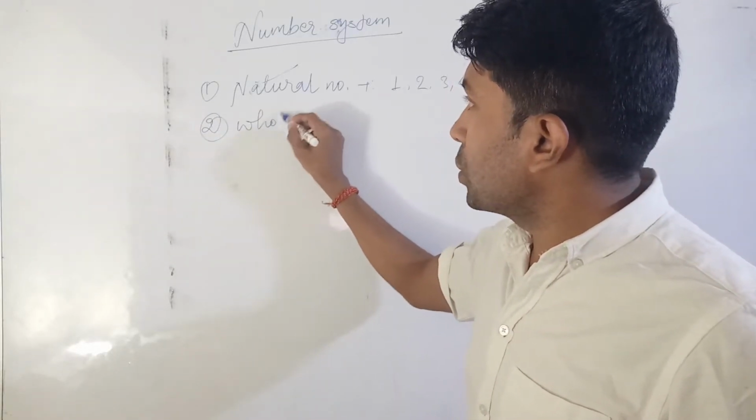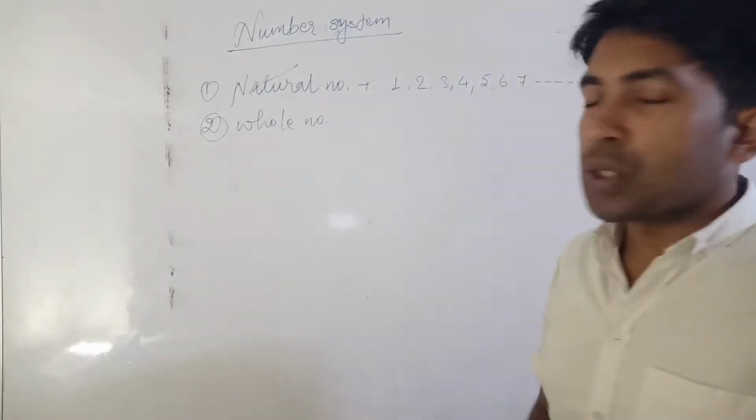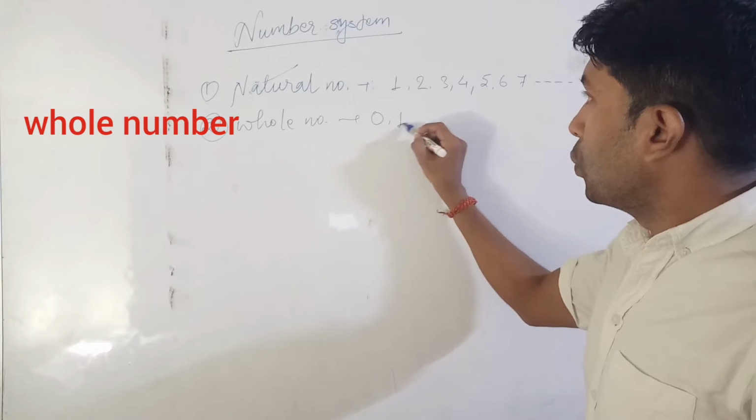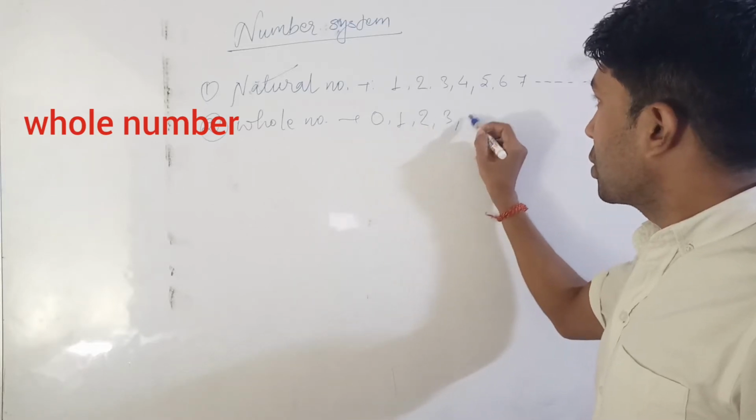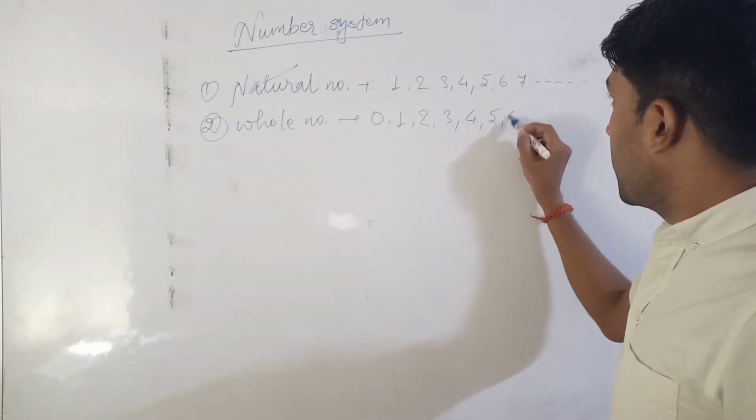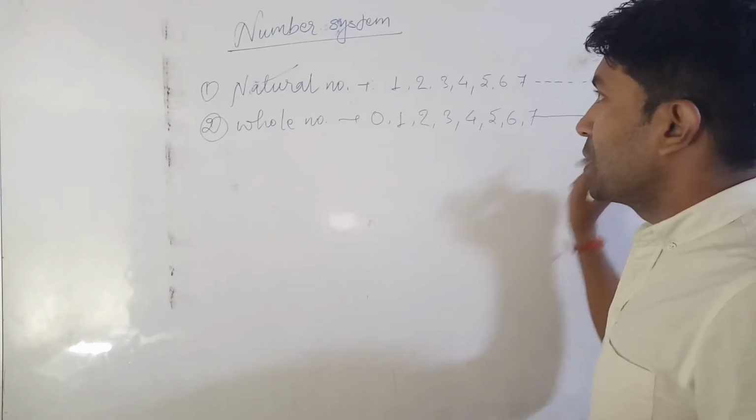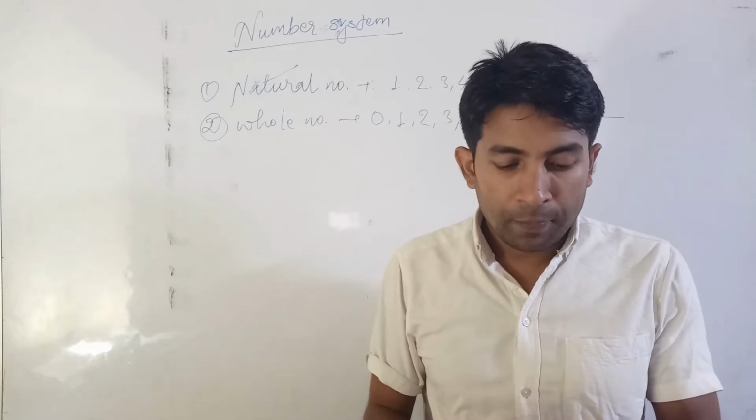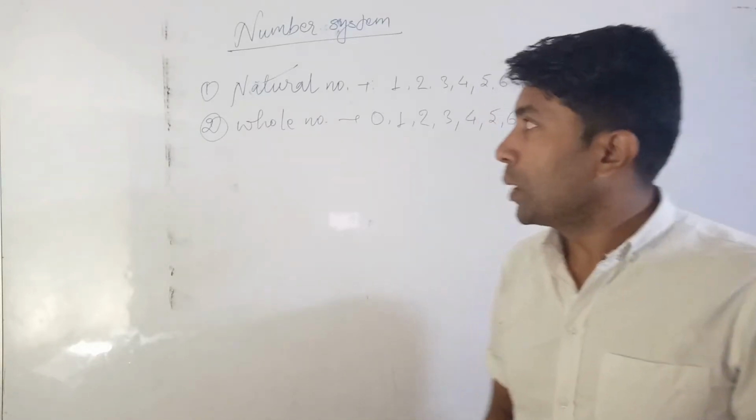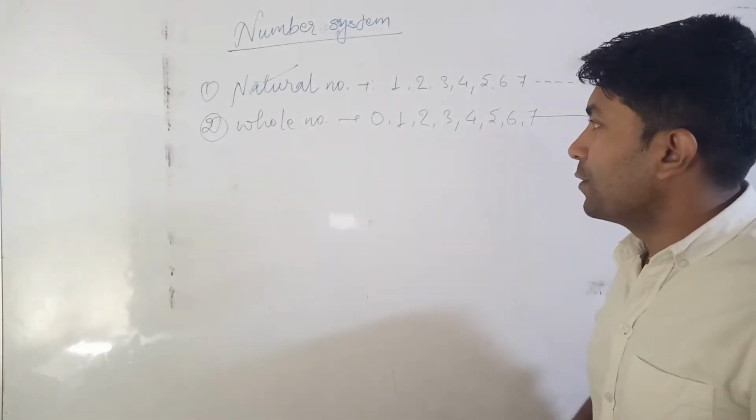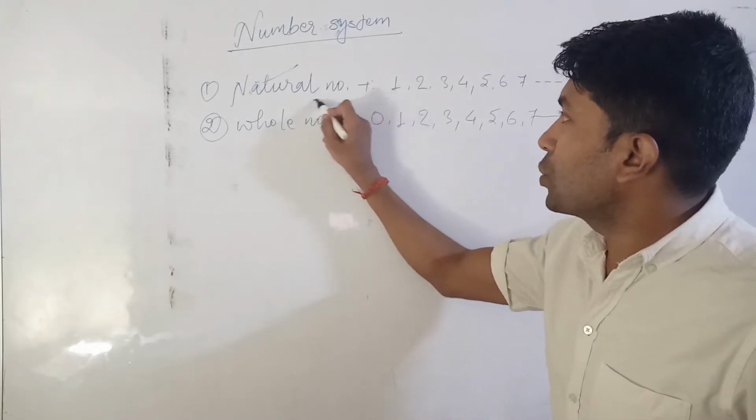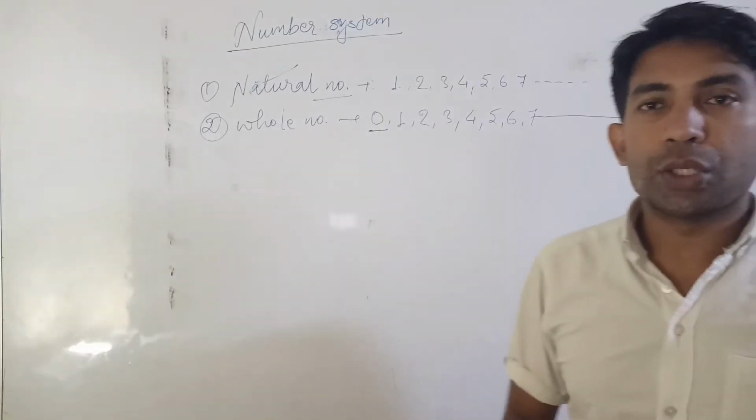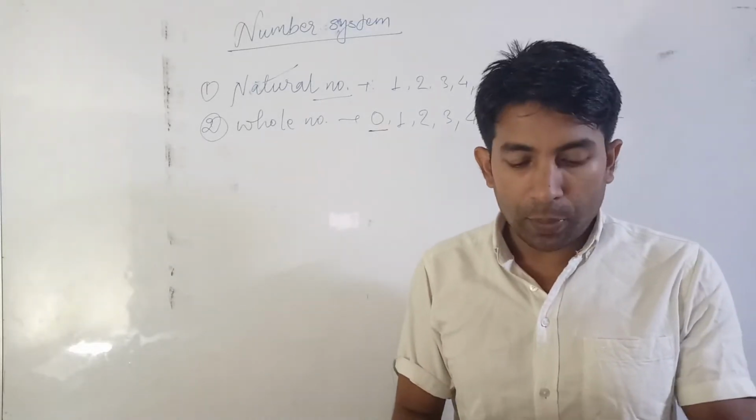Second point, what is a whole number? When people ask you this question, students, whole numbers start with 0, 1, 2, 3, 4, 5, 6, 7, etc. Here we can see the difference between natural numbers and whole numbers is only 0. In natural numbers we don't include 0, in whole numbers we include 0. I'm sure you have got my point.